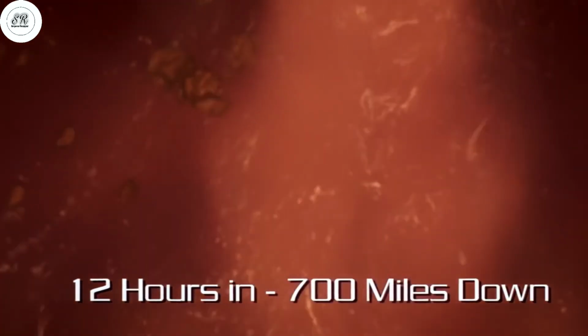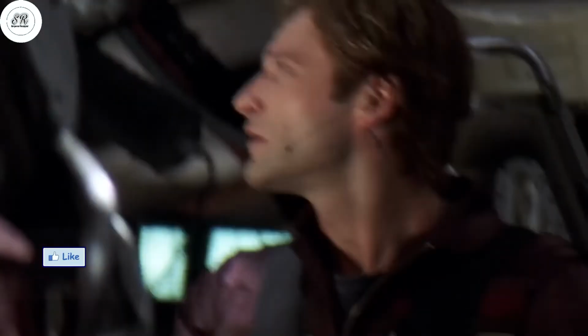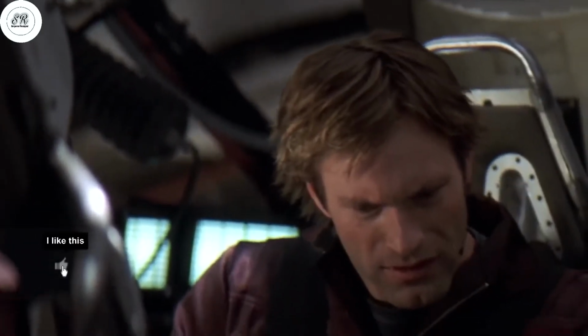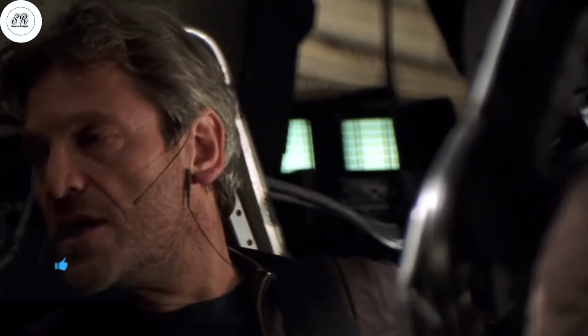While creating a hole in the Earth's surface, they enter the Earth's core. They only go to a 700-mile depth in the first 12 hours. While traveling, their ship feels a jerk. They discover that some crystals have jammed the ship's ultrasonic laser. Now they have to repair the machine, only then can they move forward.